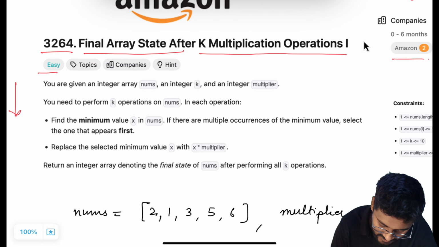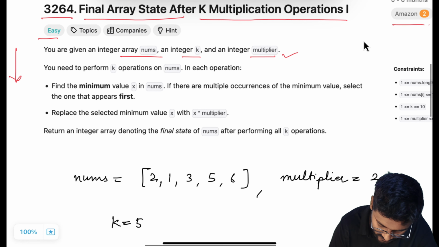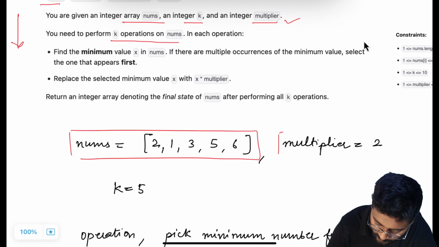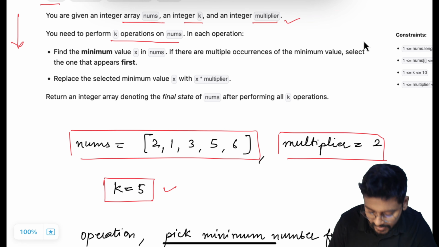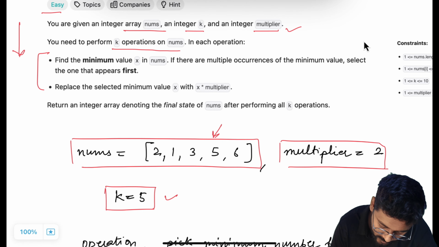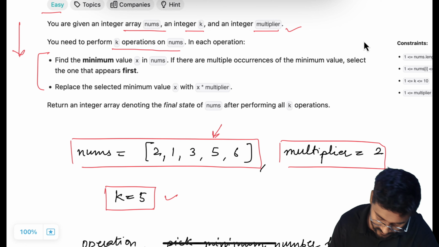Here we are given an integer array nums, an integer k, and an integer multiplier. So 3 inputs are given to us, and we need to perform k operations on nums. This is the array given to us, this is the integer multiplier, and this is another integer k. K represents the number of operations we can perform over this array. And what is this operation? Find the minimum value x in nums. If there are multiple occurrences, find the one which appears first.